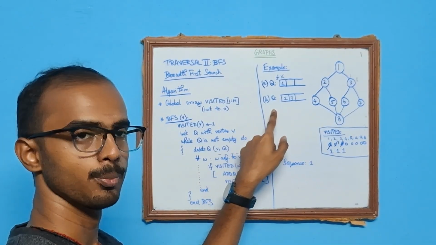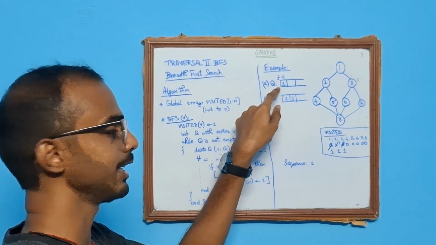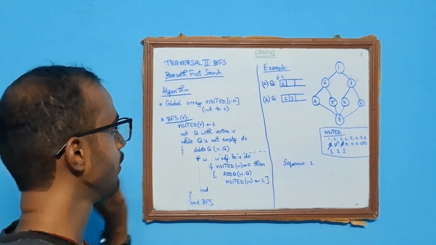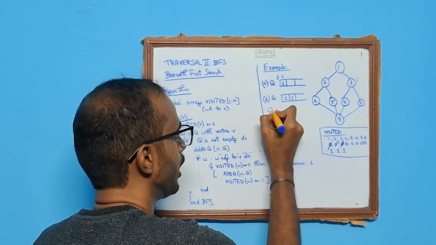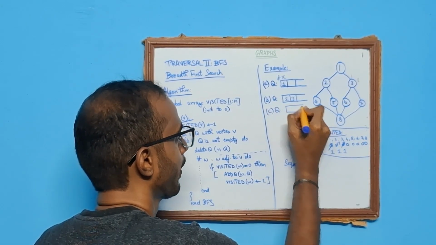Now this is the queue. Next step, this loop has ended for the first element. Now for each of the elements, until this queue is empty, again we will go. The next step is that the queue will be like this.